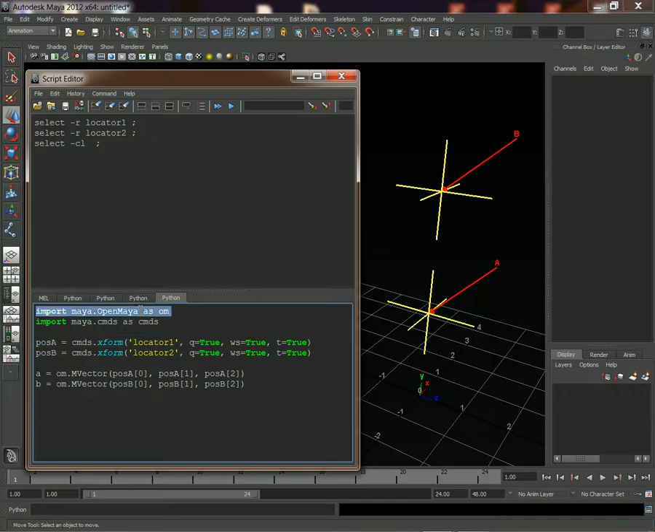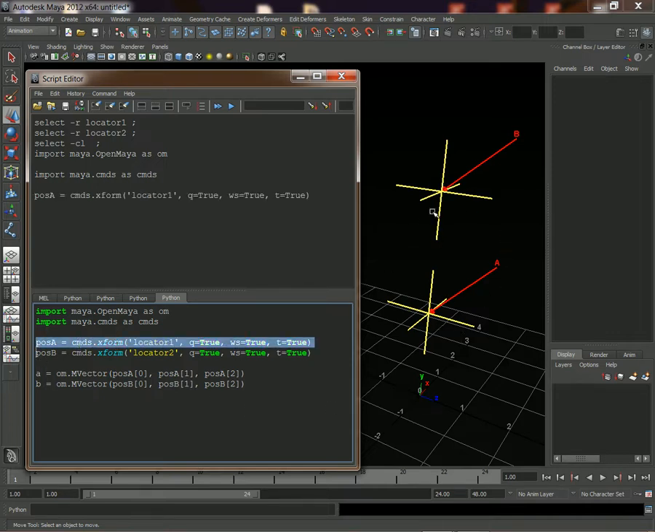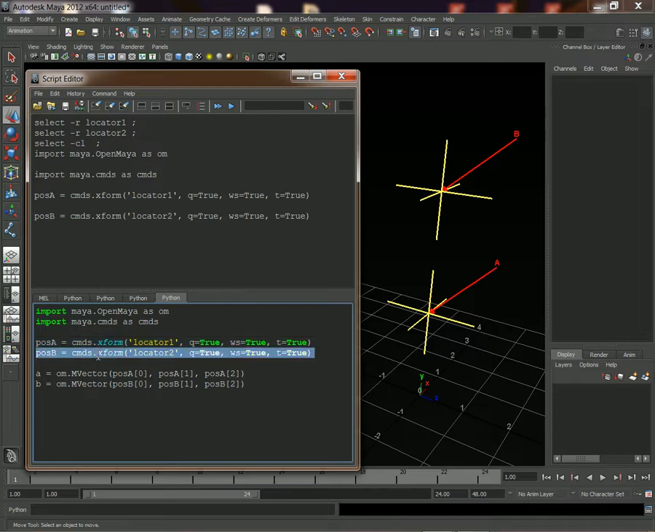To start, let's import maya.OpenMaya as OM, then import maya.cmds. And then I'm going to get the world space position of A, and get the world space position of B. And then here I'm just saying I'm going to create an MVector and give it the world space position of A. And then I'm making an MVector with the world space position of B.